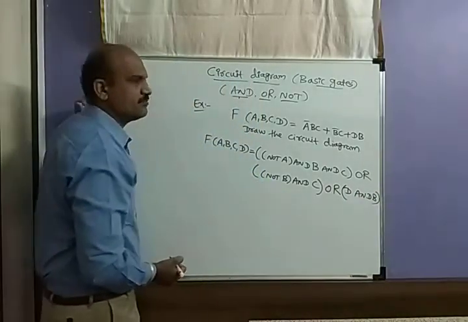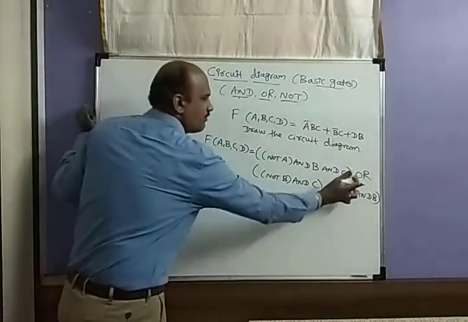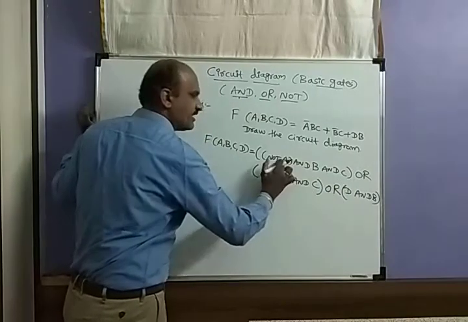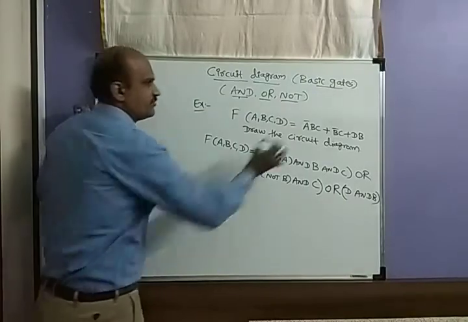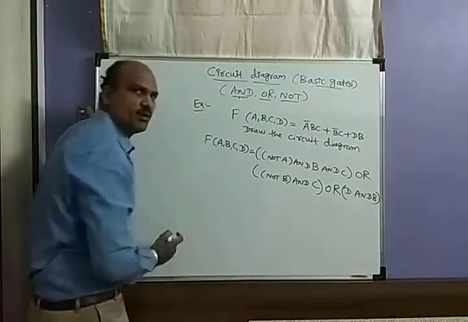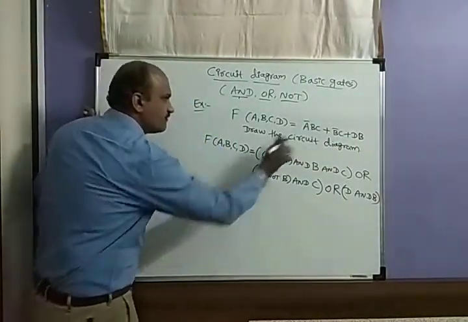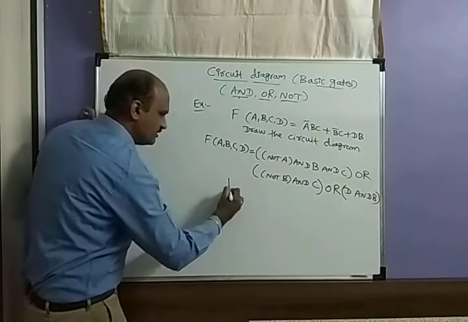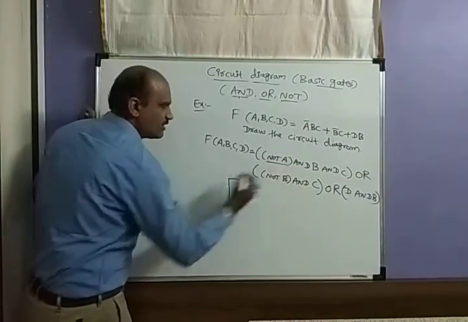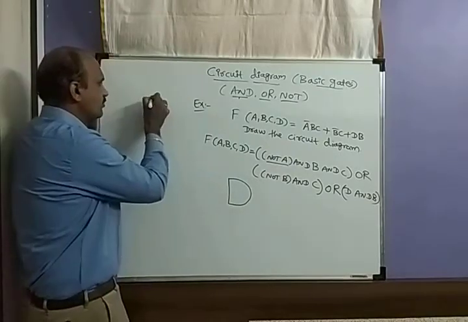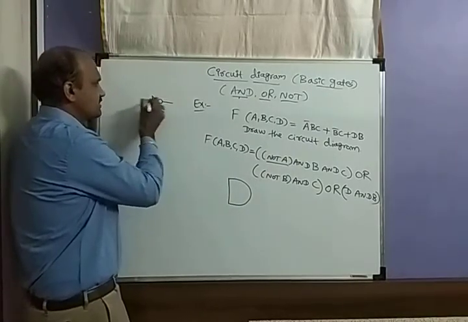D and B. Okay, so we have OR gates and AND gates and also the NOT gate. So how to write the circuit diagram? Take these expressions one by one. If I take the first expression, that is an AND gate with 3 inputs, so it is A bar, not A. As I told you, the NOT gate is written like this.